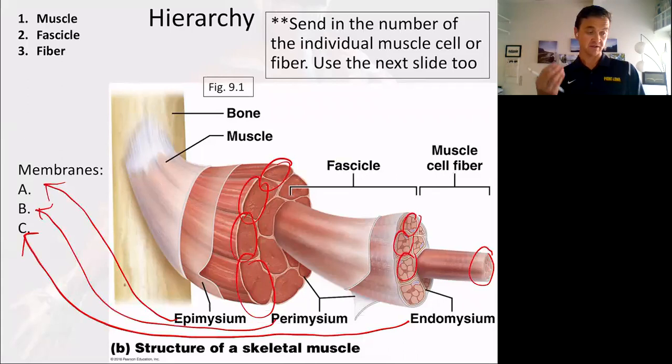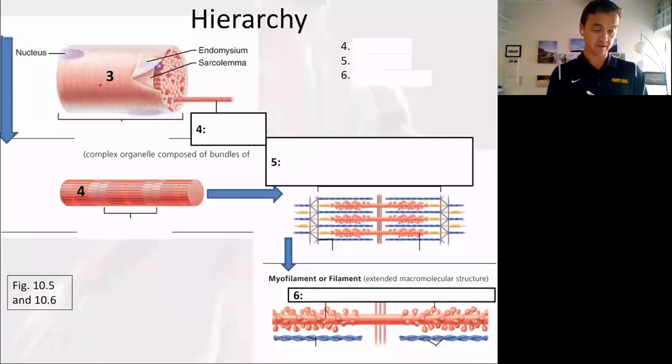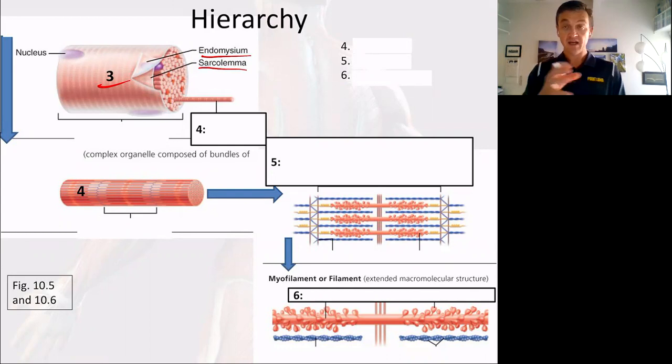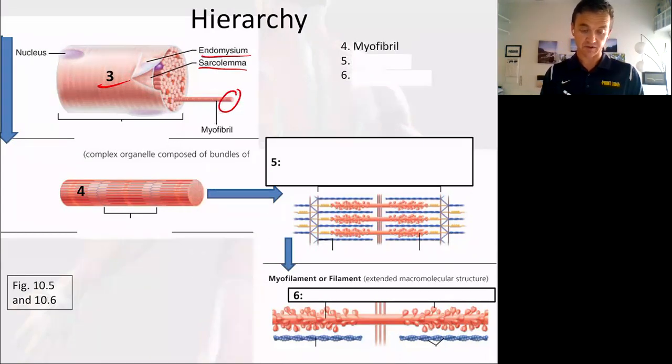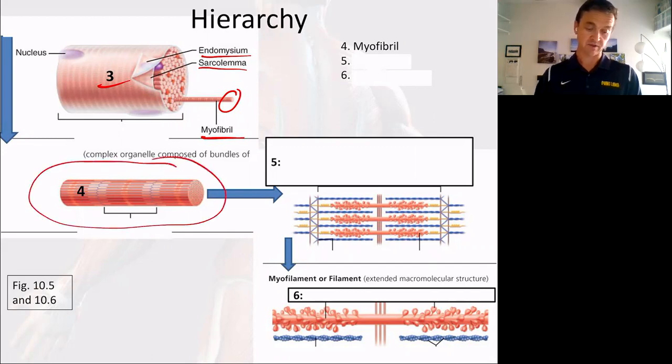We started there with 3, so 3 was the fiber, so now we're back to 3. There's our muscle fiber. Again, it's covered by the endomysium, and then that muscle cell membrane is called the sarcolemma. We see each muscle fiber is made up of a bunch of these, which are called myofibrils. So bunches of those inside of each muscle cell. That's number 4, so when we look at a myofibril, that's what it looks like.